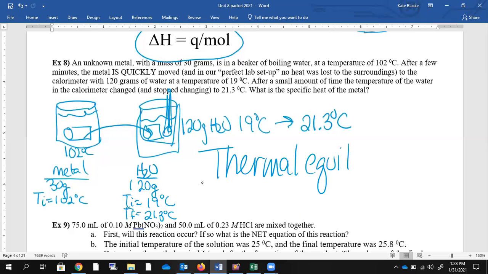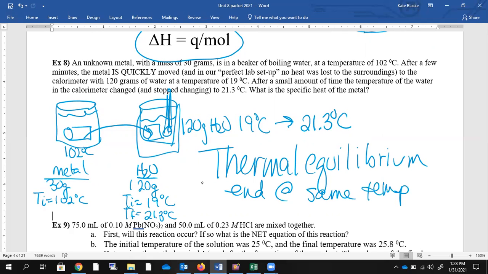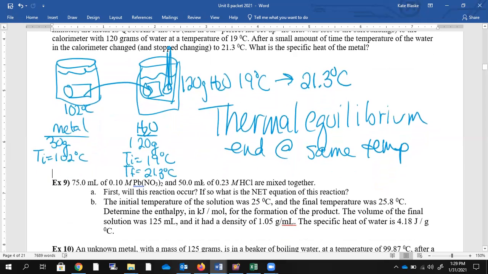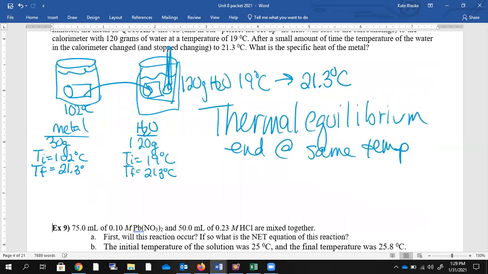Don't freak out just because it's got the word equilibrium in it. All thermal equilibrium means is that these two substances are going to end at the same temperature. Once they've been in contact long enough, they can come to thermal equilibrium, which means that my metal is also going to have a final temperature of 21.3 degrees. They want me to find the heat capacity of the metal.